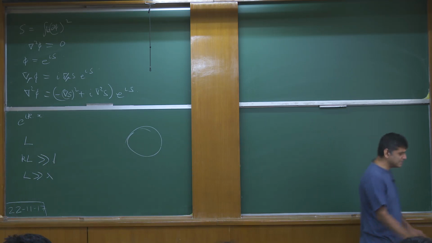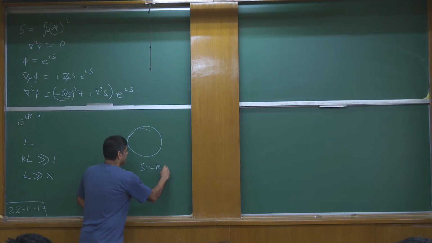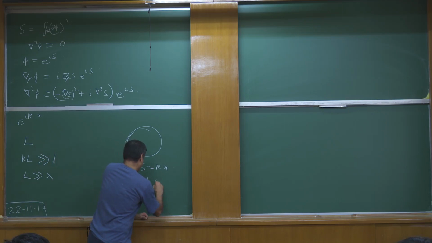Okay, so you see, suppose we go to some local, approximately flat coordinate system. Then in that locally flat coordinate system, approximately, S will be like k.x. Now what can we say about S? What can we say about del mu S? So del mu S, exactly, would be like k mu. And what about del squared S in this approximation?